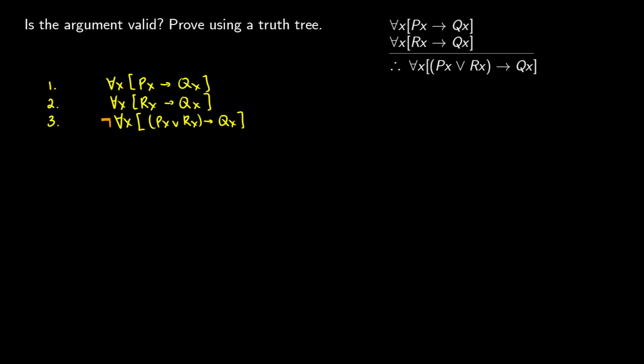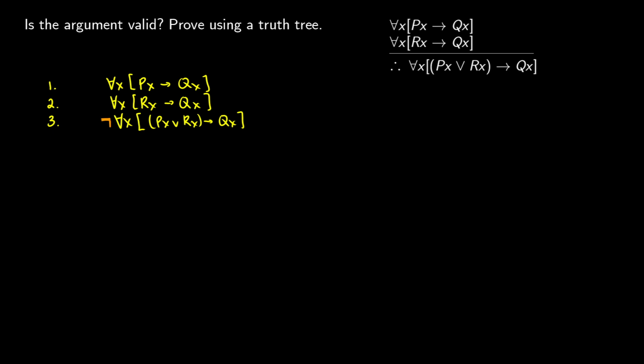So: for all x, if Px then Qx. For all x, if Rx then Qx. Therefore, for all x, if Px or Rx, we get Qx. To set this up, we put down our two premises, 1 and 2, and then for 3, our conclusion, we negate it. We have to negate it for our truth tree.